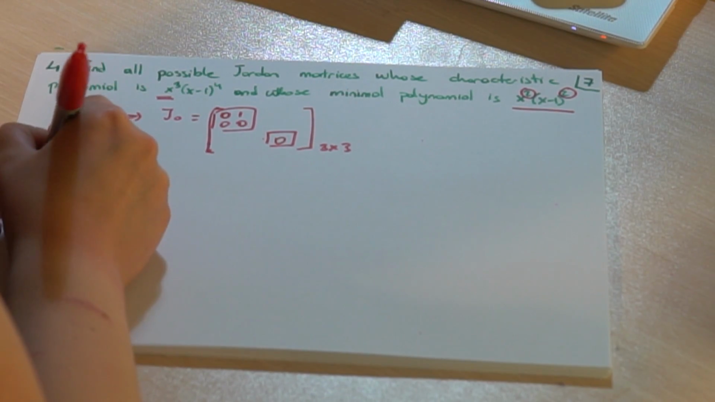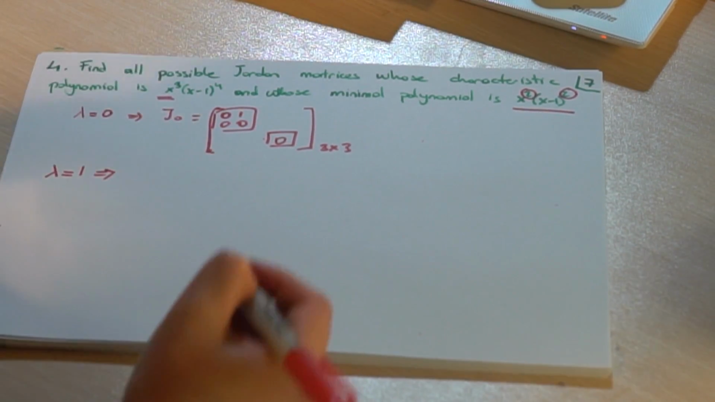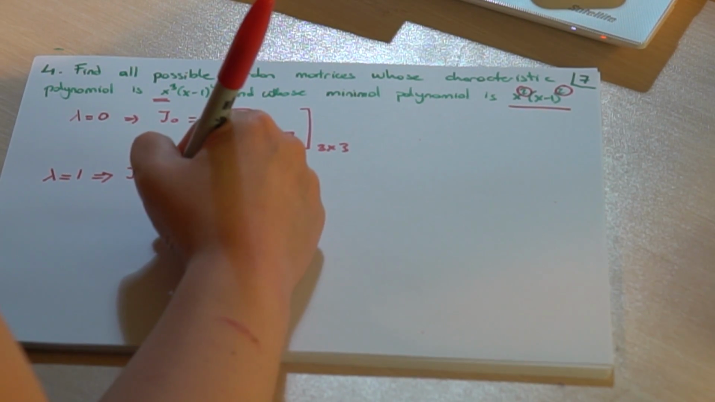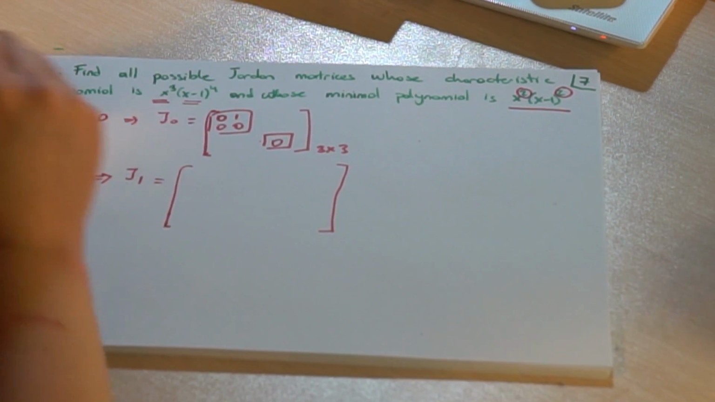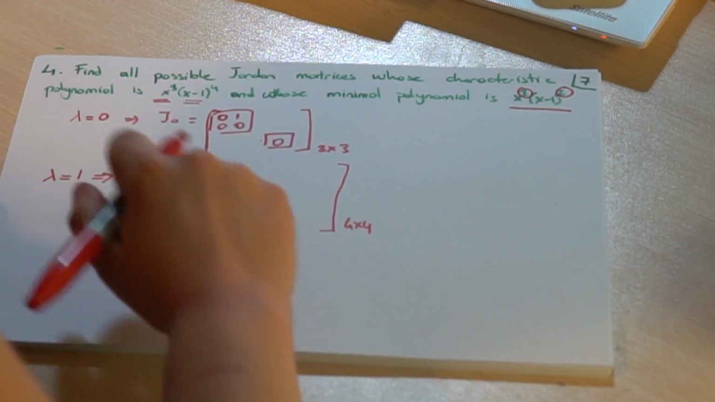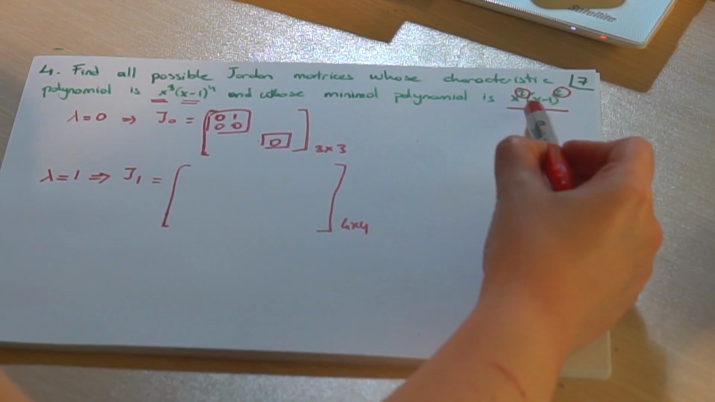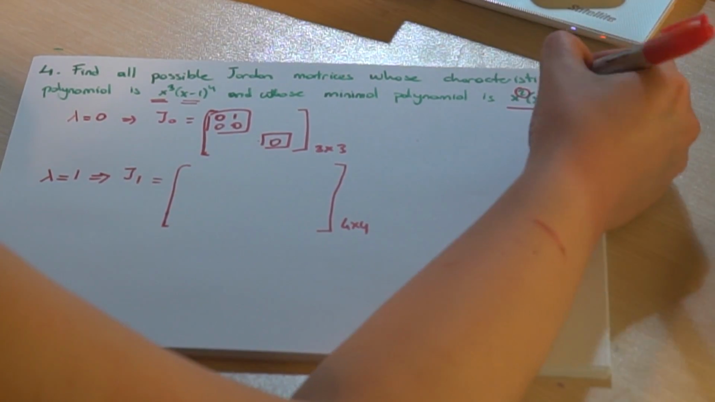The second set of Jordan blocks must be for lambda equal to 1. So the Jordan matrix for lambda equal to 1 must be 4 by 4, since we have (x minus 1) to the 4, right? But inside of this, the maximal size of the block must be 2 by 2, right?